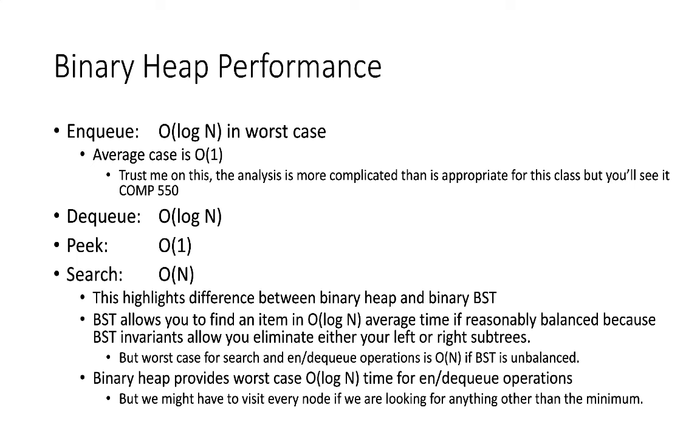That gives us quick and easy access to the smallest item always. But if we're looking for a specific item, a specific value, and trying to see where it is in our binary heap, or if it exists in our binary heap, then we can't necessarily eliminate the left or the right child. We have to look in both places because it could be in both places. And so we might have to visit every node if we're looking for anything other than the smallest item.